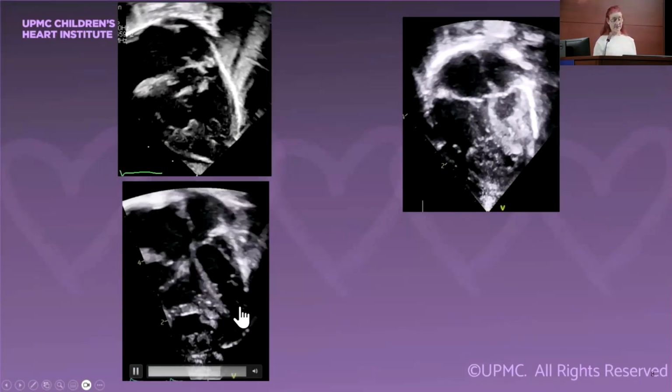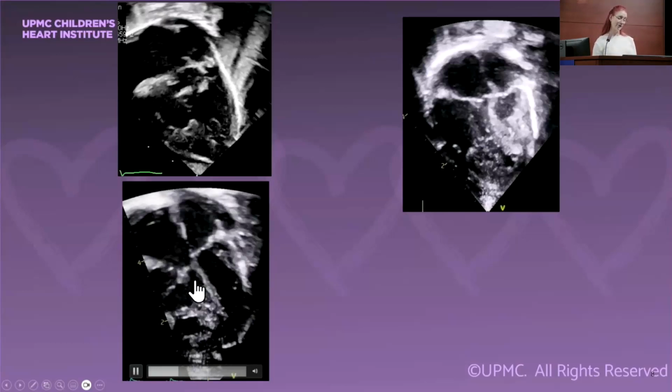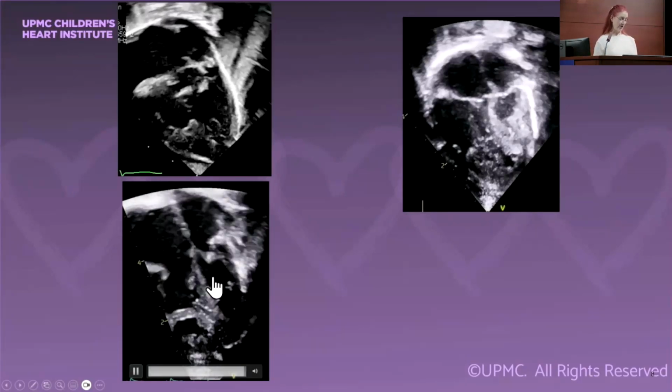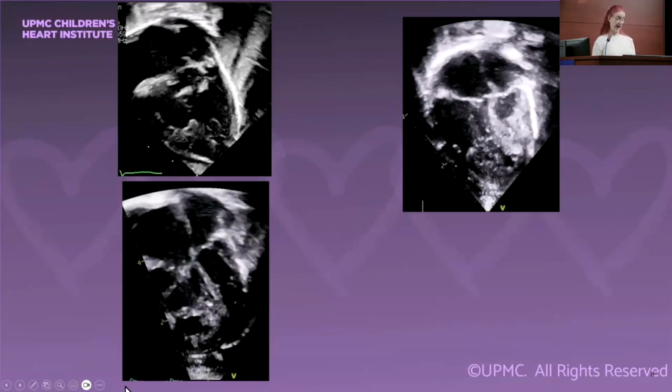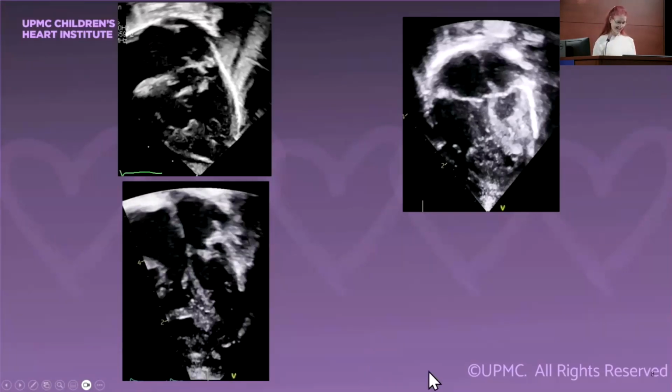LV is mildly hypoplastic, not quite apex forming. And we actually were hopeful that this might be biventricular, but unfortunately did not do well with hybrid physiology, and actually has gone down a single ventricular, univentricular pathway.